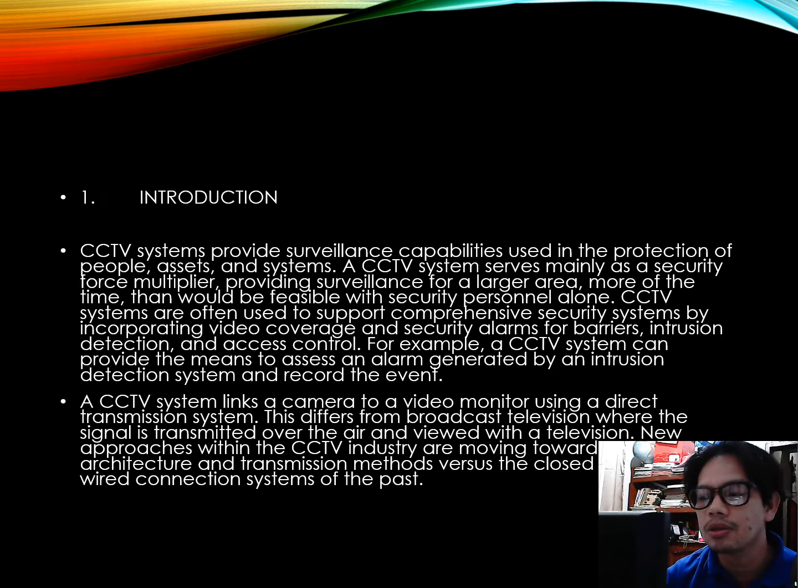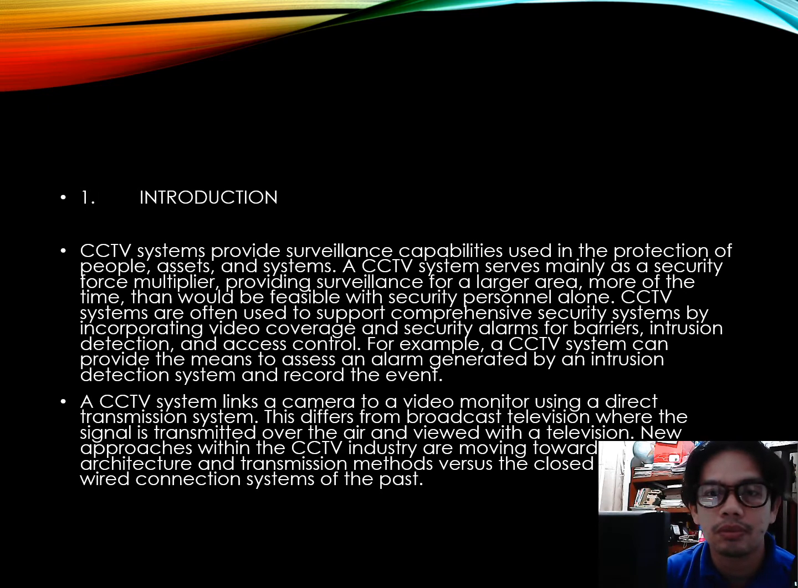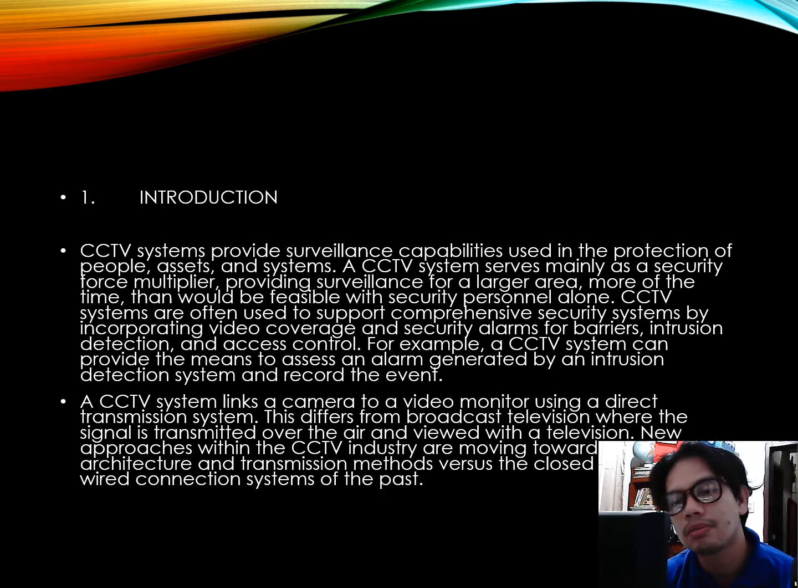So, introduction. The CCTV system provides surveillance capability, use and protection of people, assets, and system. Nowadays, we are using CCTV, even our school establishment. This is to protect the assets of the owner or the administrator.